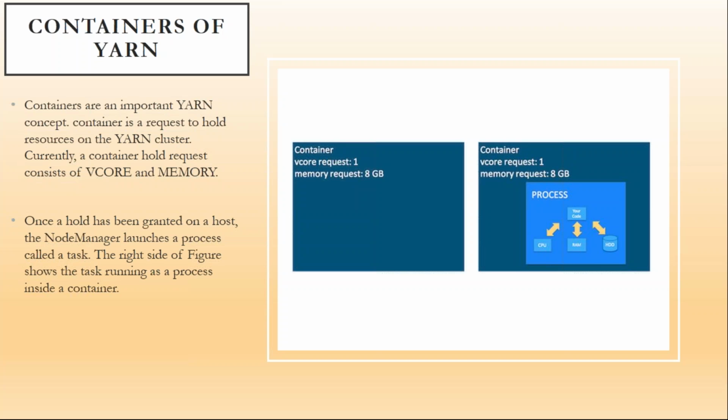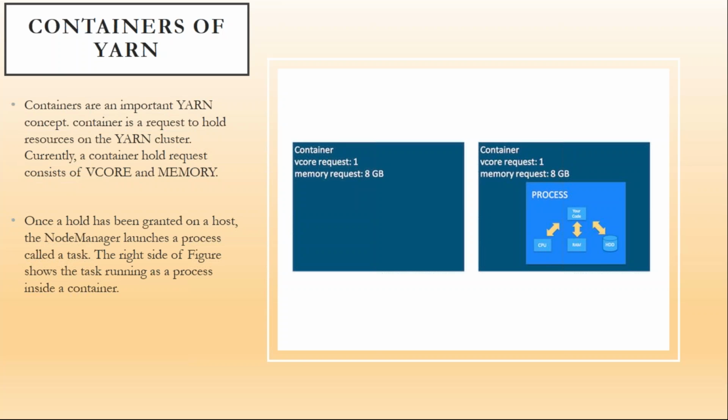Look at the diagram first. You have a container within your data node, which has a virtual core request of 1 and a memory request of 8 GB. It means your application master, which is running multiple processes, has a container request to handle that load, which needs 1 virtual core and 8 GB of RAM. This is about your container. And if you see the right side diagram, you have a process running. That process has code, and that requires disk usage, RAM usage, and CPU usage.